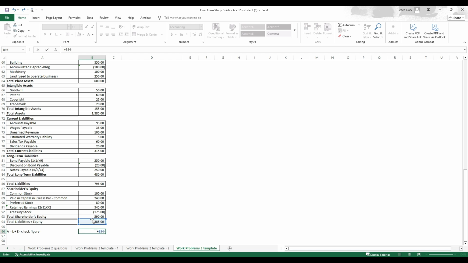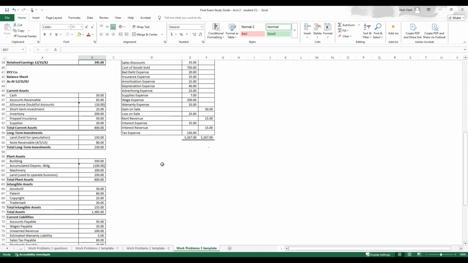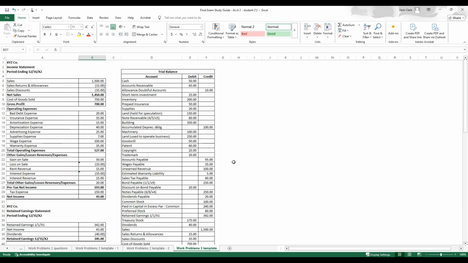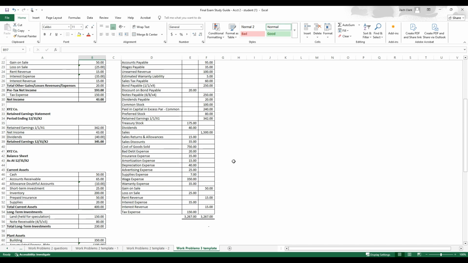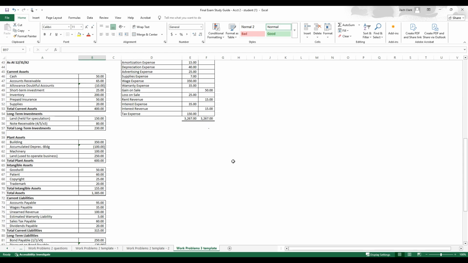And then just to do a check figure, you can kind of eyeball it, but you can see here that total liabilities and equity, adding those together, equals our total assets. That means we're in balance, and the accounting equation works, and we're happy, and everything's working good. So that gets us through the study guide work problems, essentially.